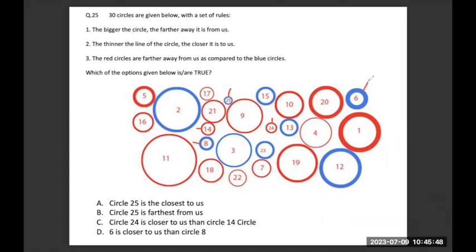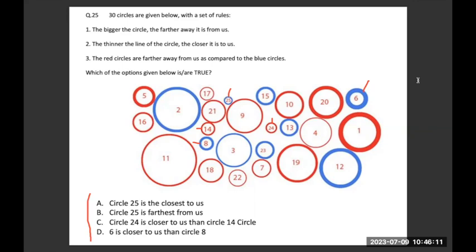6 is here. You just have to look at these 5 circles: 25, 14, 8, 24 and 6. You don't have to look at all the circles, because what you have to find is which of the options is or are correct, based on these relationships which are given.